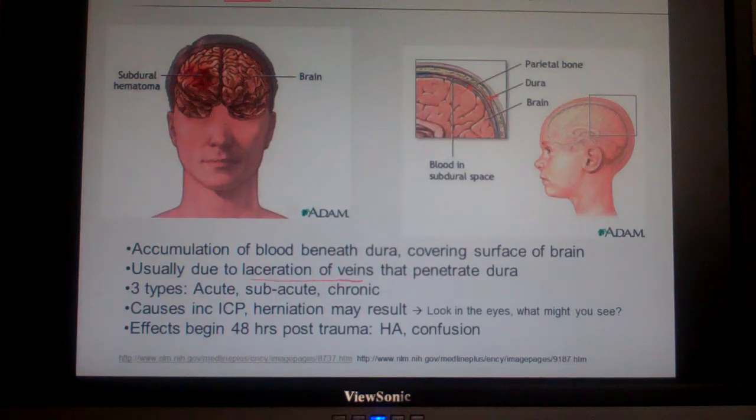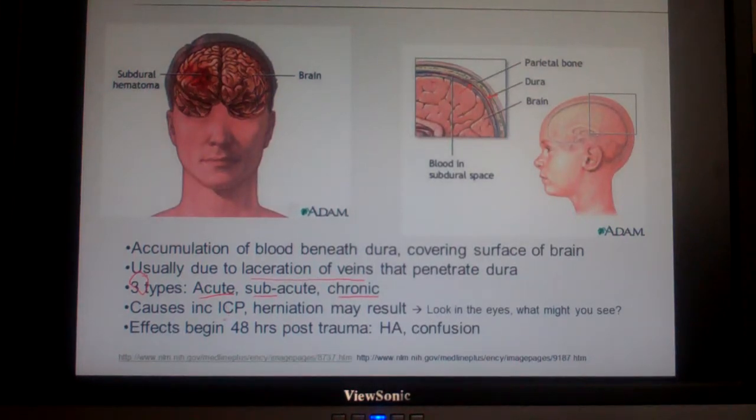Usually you're talking about laceration of veins, because there's a lot of veins in that dura mater and below it. And this is the kind where you have the three that I talked about, right? You have your acute, your subacute, and your chronic. Of course, we already said it causes increase in intracranial pressure and herniation, as in brain herniation. Again, what I was showing you before: if this is your normal brain inside the skull, obviously over-exaggerated, and you push something, it gets herniated, right? It kind of sinks in, it gets pushed in, so that's herniated. So herniation may result.